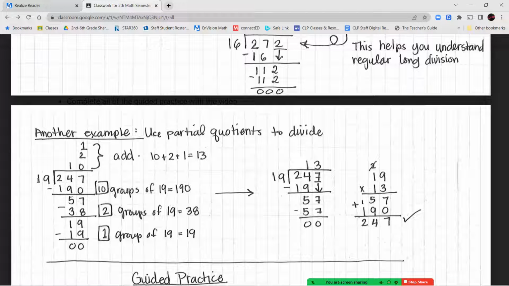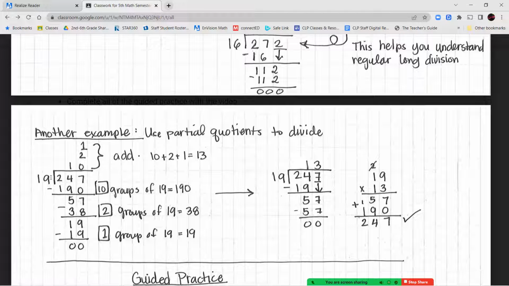That's the closest we can get right now. So 19 times 10, they wrote the 10 up here, minus 190. So 19 times 10 gave us the 190. We subtracted 247 minus 190, and we got 57.